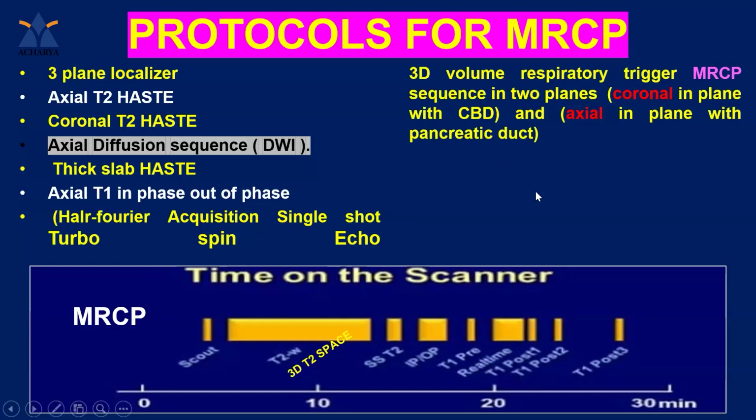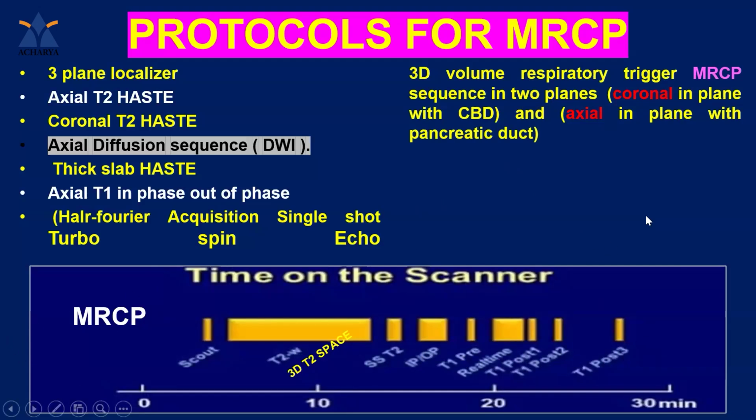Then the next one is the 3D sequences. These are most important for MRCP. We can do them in the coronal and axial sections. So this is the scanner time MRCP protocol: scout and T2 weighted imaging, 3D T2 SPACE and fast spin echo sequence, then in phase out of phase sequence, T1 pre-Gado and real time dynamic images, and T1 post Gado, delay 1, delay 2, and delay 3. Totally, we have to finish within 30 minutes.